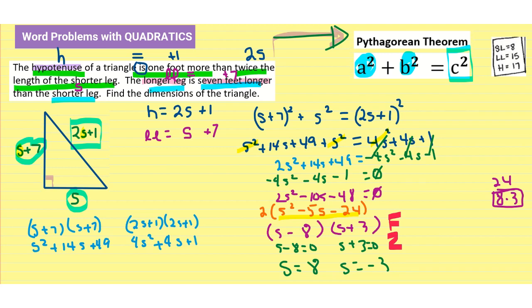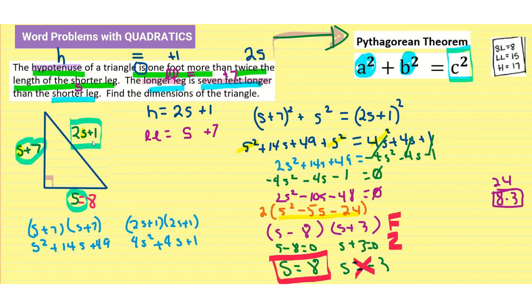Well, in the real world, do we have any such thing as a side that would be equal to a -3 value? No, we reject that in real life. So this is going to be the value for the short side. The short side is going to be equal to 8. So I can write that over here. The s is equal to 8.